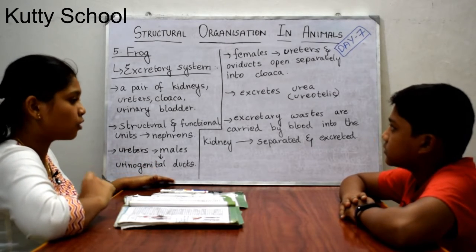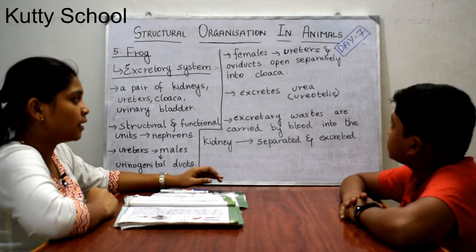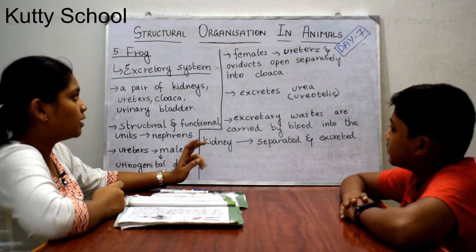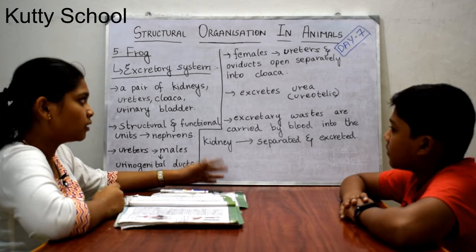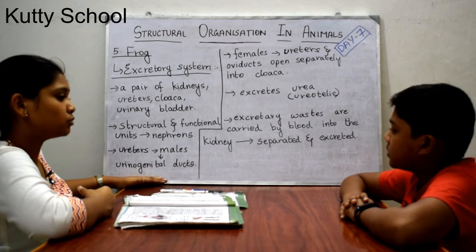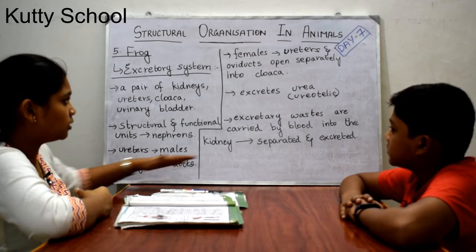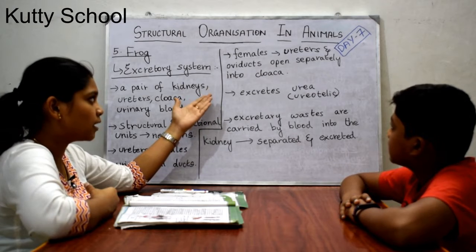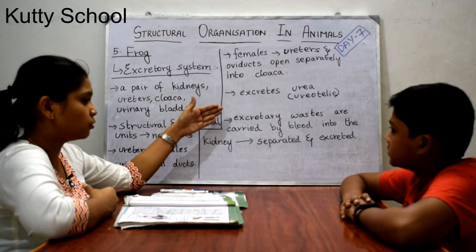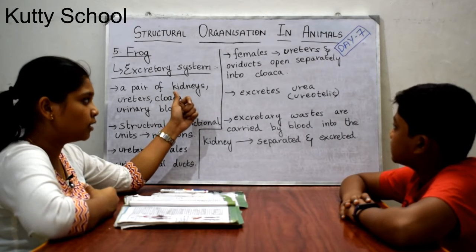And in females, both ureters open into the cloaca separately, and both oviducts also open separately into the cloaca. Here in males only the ureters open into the cloaca, carrying both genital products and urine. In females urine is carried separately, and the ova are carried separately by the oviduct to the cloaca. So the frog is ureotelic.